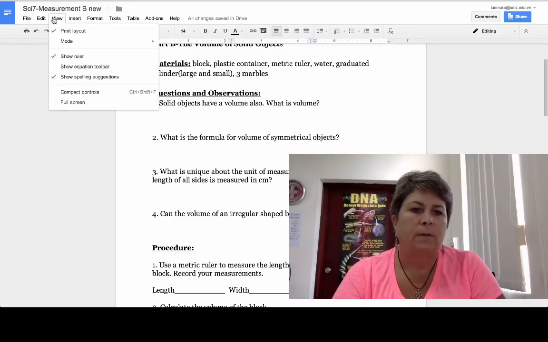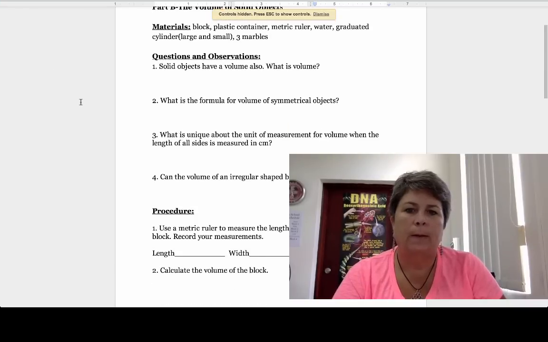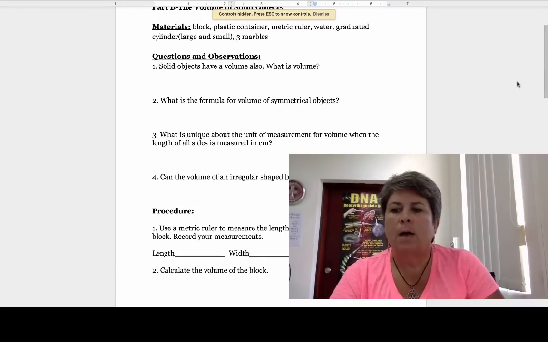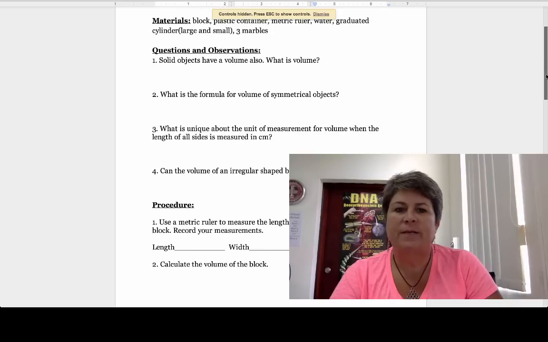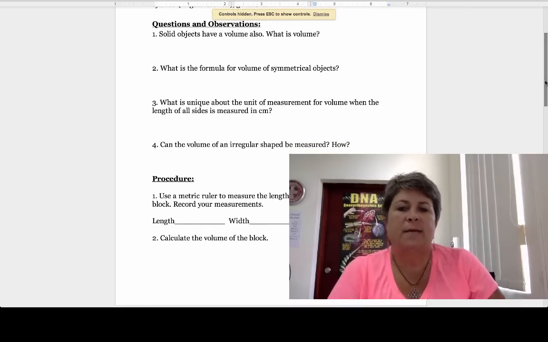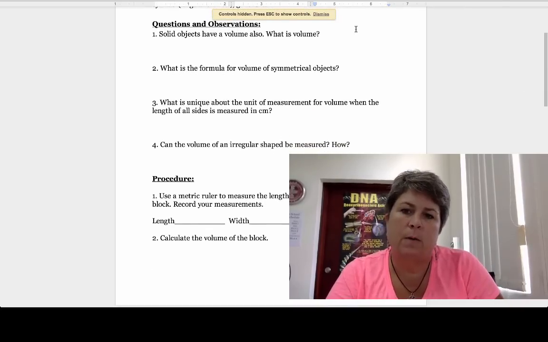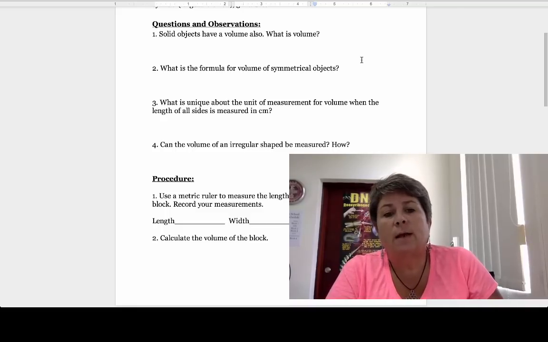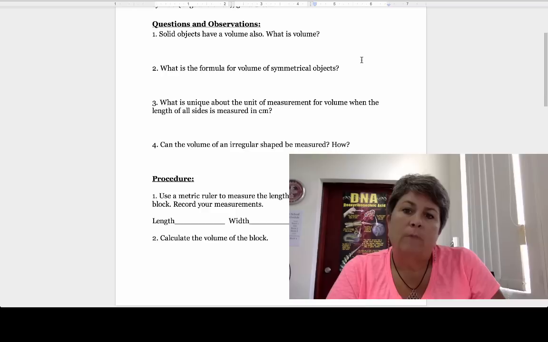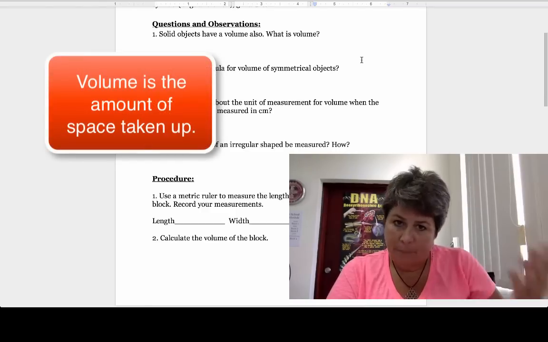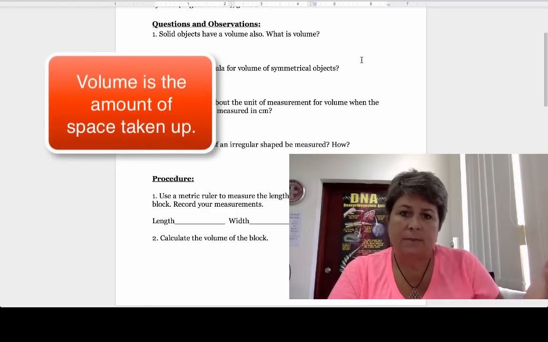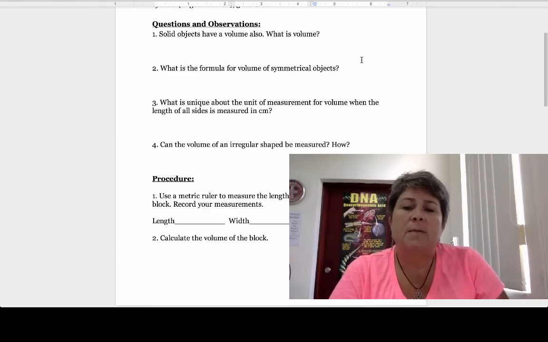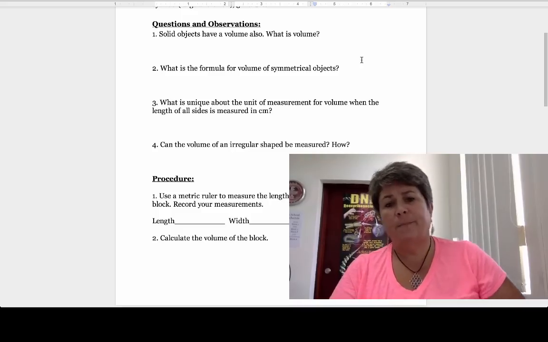The questions and observations that we will discuss in a little mini lesson before we get started with the procedure on this one are the following. First of all, solid objects have a volume also. What is volume? Well, volume is simply the same for solids as it is for liquids. It's the amount of space that something takes up.